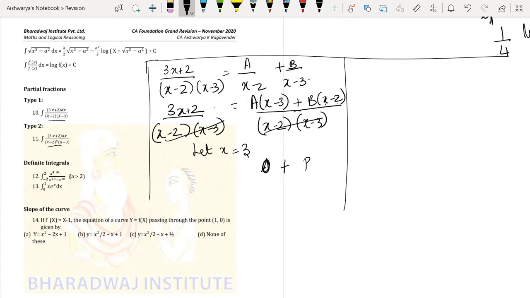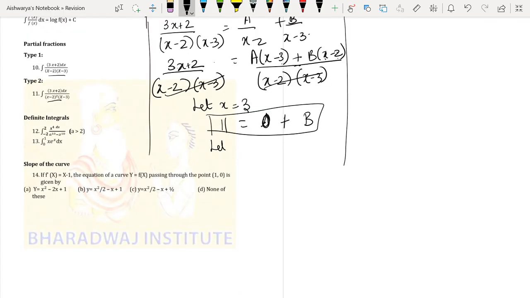Next you will say let x equal to something else. Let's say 2, because 2 minus 2 will become 0. 2 minus 3 is minus 1, so minus a is equal to 3 2s are 6, 6 plus 2 is 8. So a value is equal to minus 8.